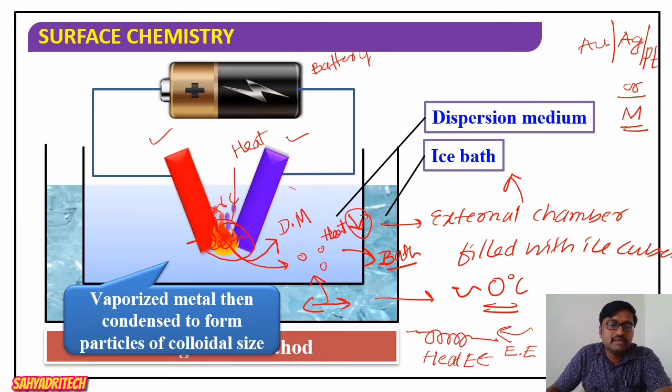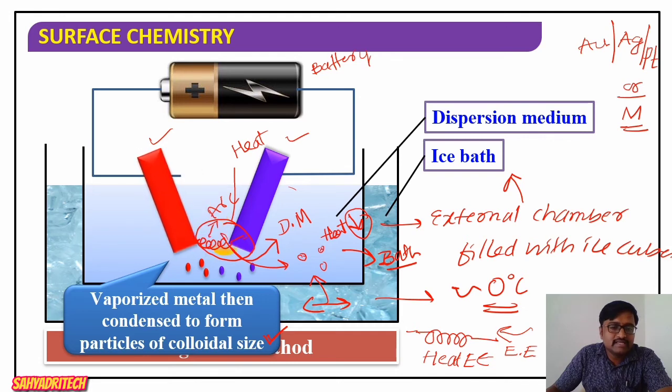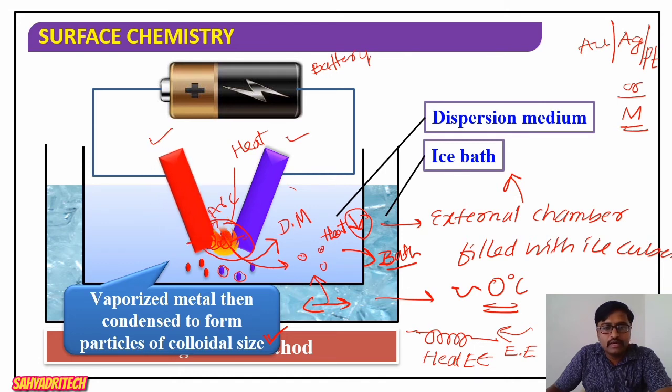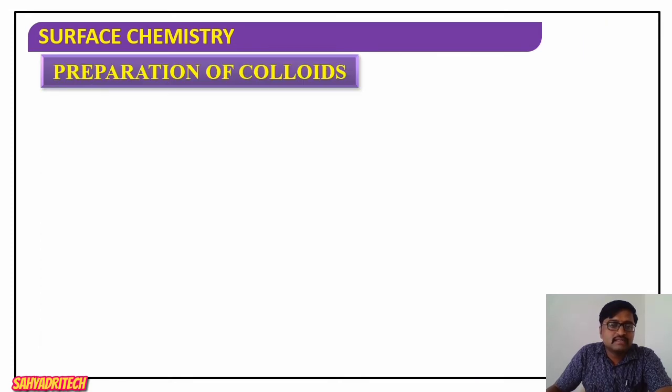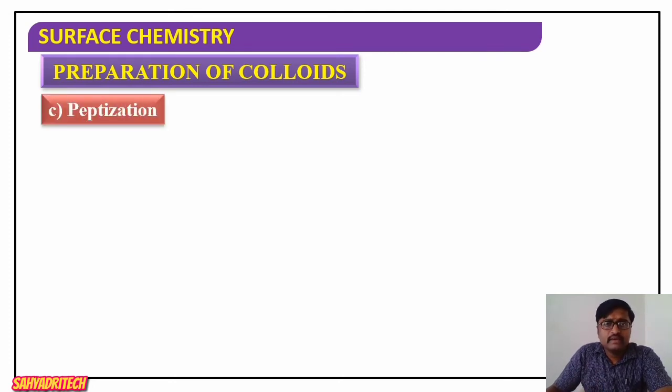Because of this ice bath, these vapors condense back to smaller particles of colloidal size. As soon as they leave the arc region, they immediately condense and form particles of colloidal range, that is 10 raised to minus 9 meter to 10 raised to minus 6 meter. Hence, the resultant solution becomes the colloidal sol or colloidal solution. Well, that is Bredig's arc method.